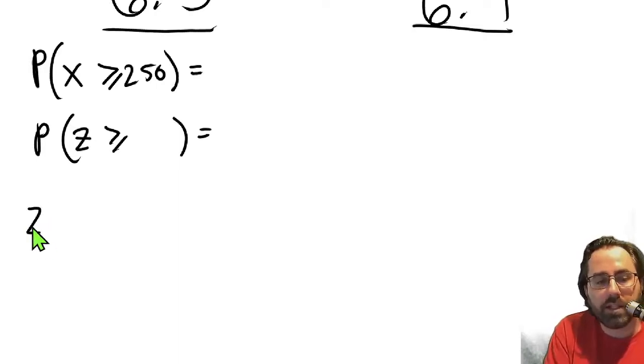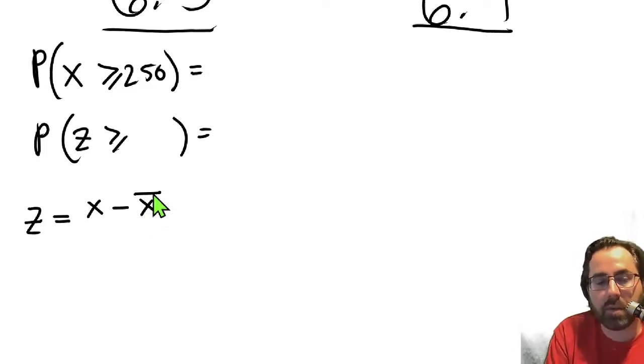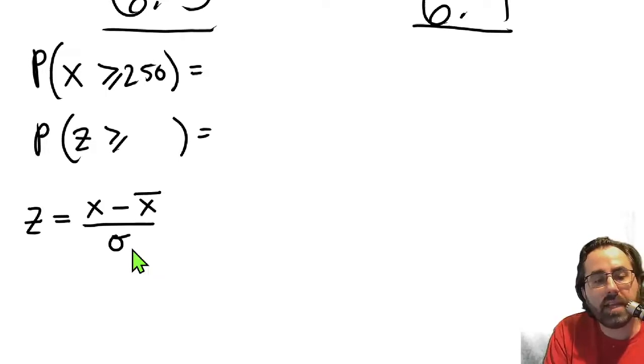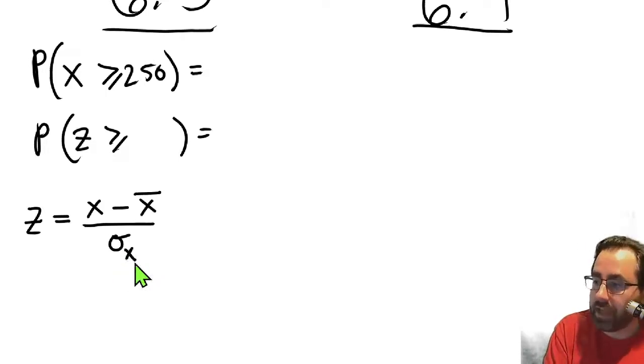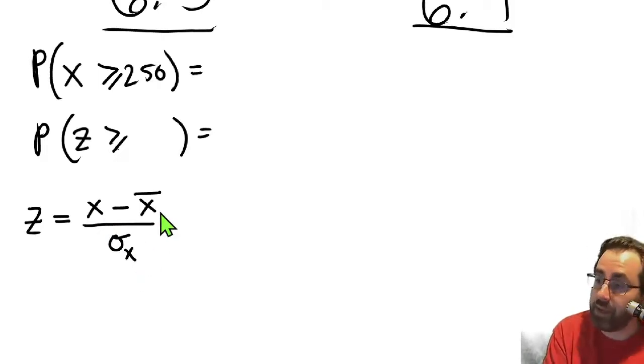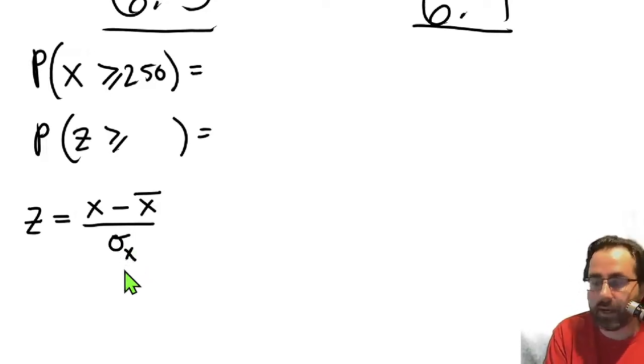Remember how we calculate a z-score. The z-score for an x value is the x value minus the mean, and this is the sample mean because we're dealing with a sample, so we're not using mu, we're using x bar, divided by the standard deviation for the count. The standard deviation is the typical amount that a count X varies by from the mean. So let's go ahead and use this formula.